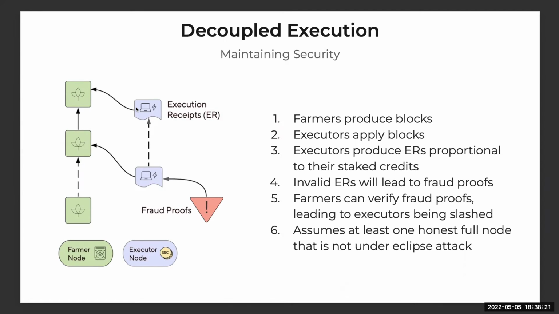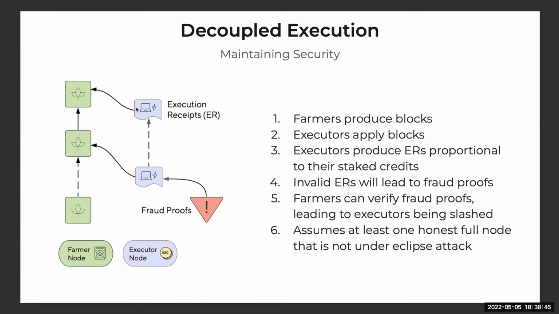Whenever they complete this execution, they'll generate what's called an execution receipt, which is really just a commitment to the new state root. And then they're going to run an election over that. So they're going to run a proof of stake election, like a VRF election, proportional to the amount of stake that they've deposited in this contract, effectively.